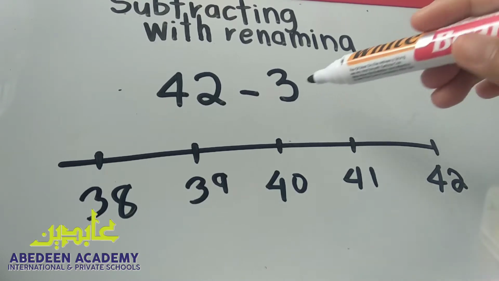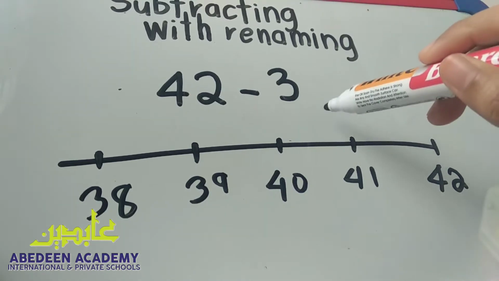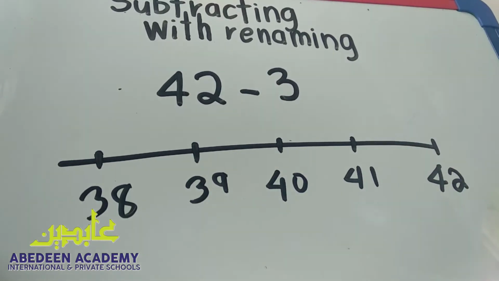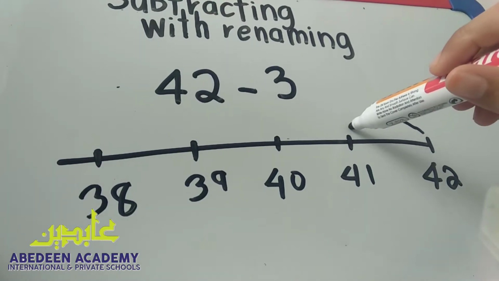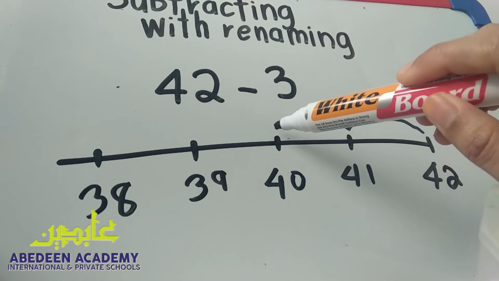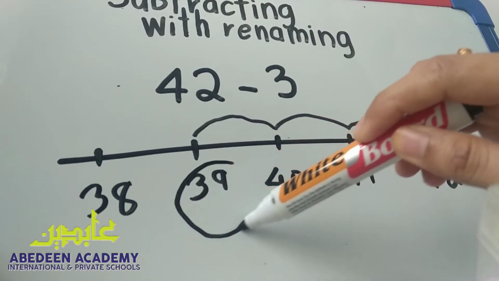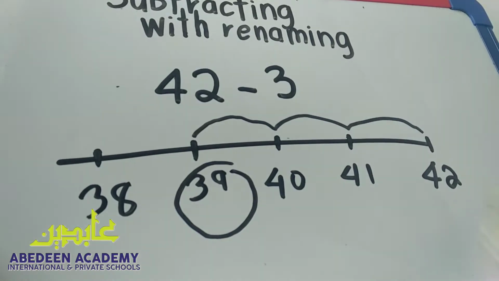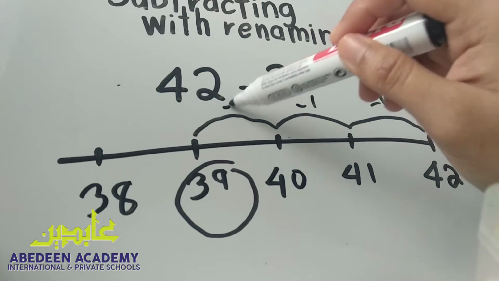Now we are going to jump. How many times are we going to jump? 3 times. So 42 minus 3. 42 takes away 3. So you start from 42, and then you jump 3 times, going backwards. 1, 2, and 3. What number does it land on? 39. Okay, so this is how you do it with a number line.